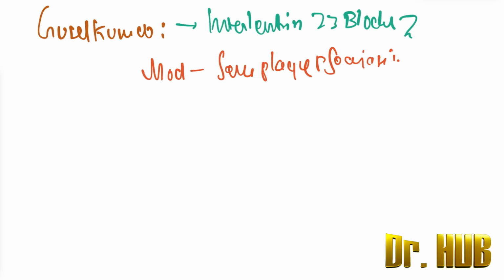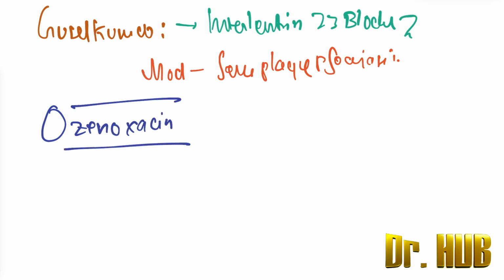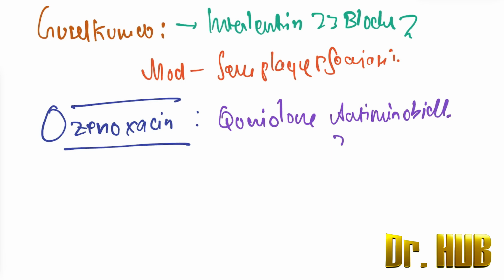Then we have ozenoxacin. So ozenoxacin is a quinolone antimicrobial. It is indicated to treat impetigo. It is used for impetigo treatment. Then we look at pediatrics.